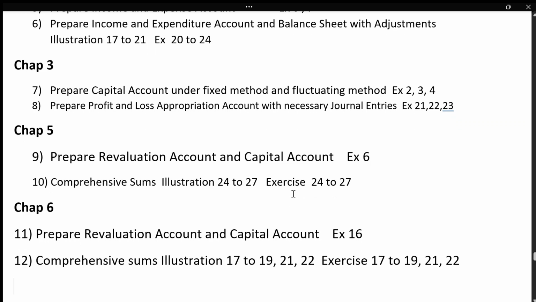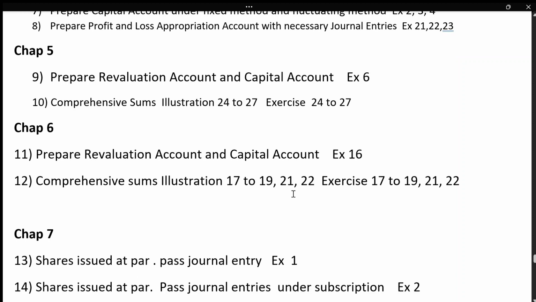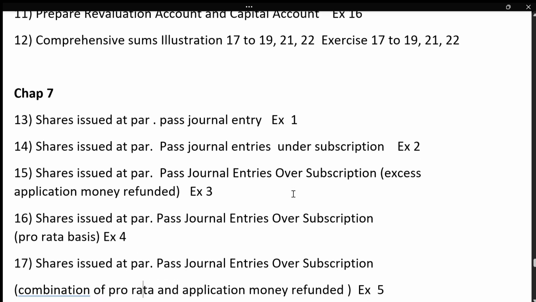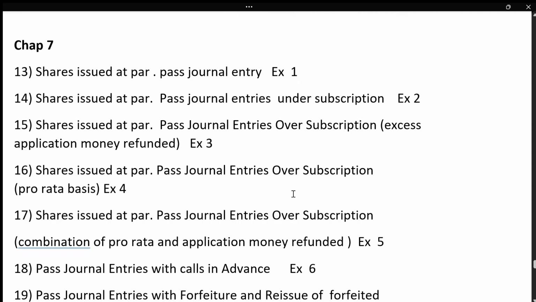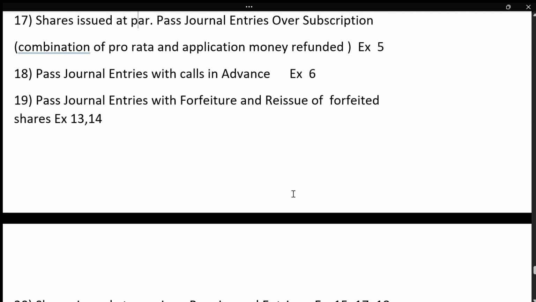In chapter 5, again a revaluation account and prepare capital account also, and comprehensive sums. Same in chapter 6: revaluation account and capital account, comprehensive sums. Shares issued at par, simple sums, first 2 sums, then third sum over subscription, excess application money is refunded. Next, pro rata basis over subscription will be adjusted. Both methods are combined in this sum. Some applications are rejected and some will be adjusted on the basis of pro rata.